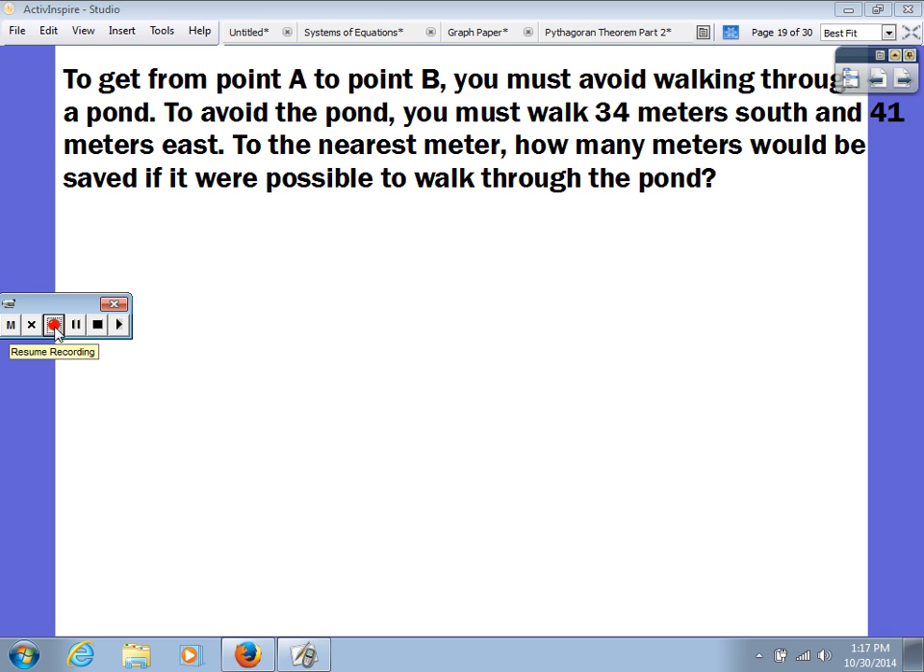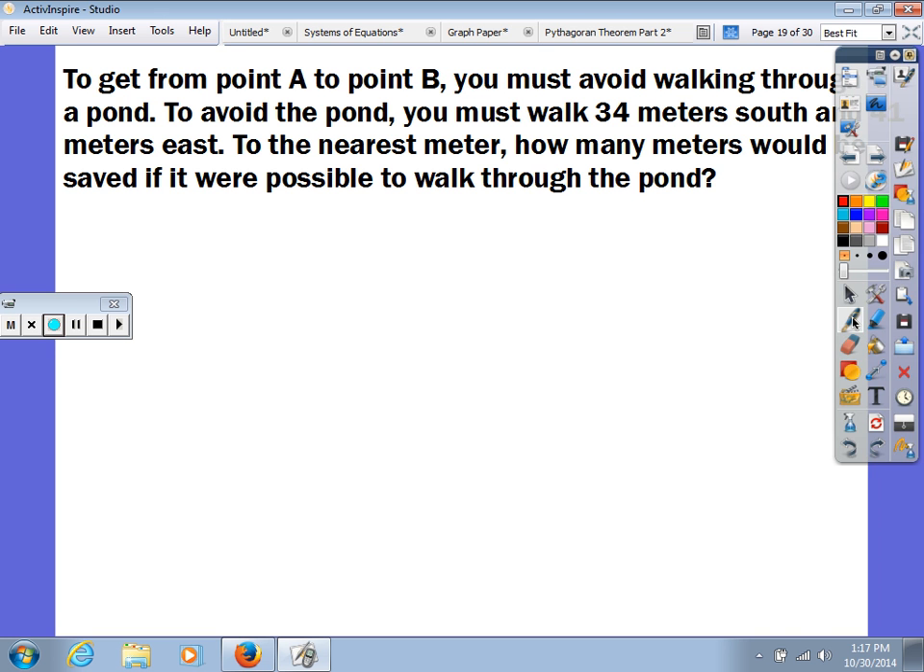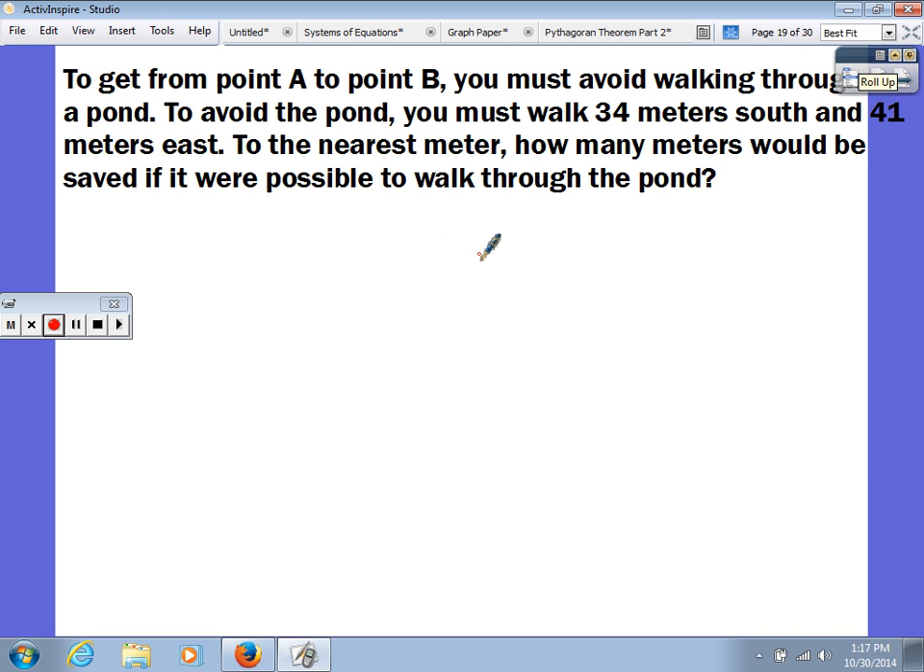So here's another problem, and this problem is probably a little bit better than the other one we just looked at, but it says, to get from point A to point B, you must avoid walking through a pond. So let me say that here's my pond, and here's point A, and here's point B. So to get there, I have to avoid walking through the pond. To avoid the pond, you must walk 34 meters south and 41 meters east.